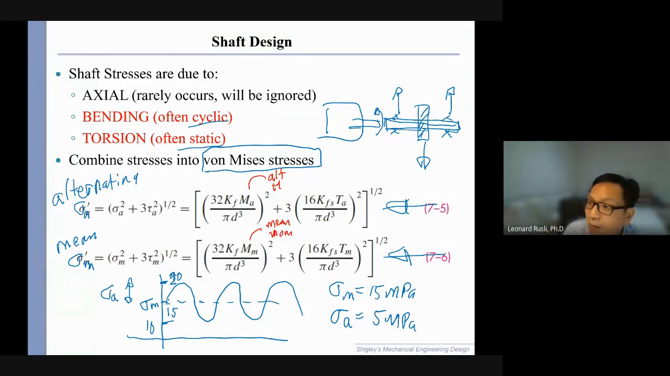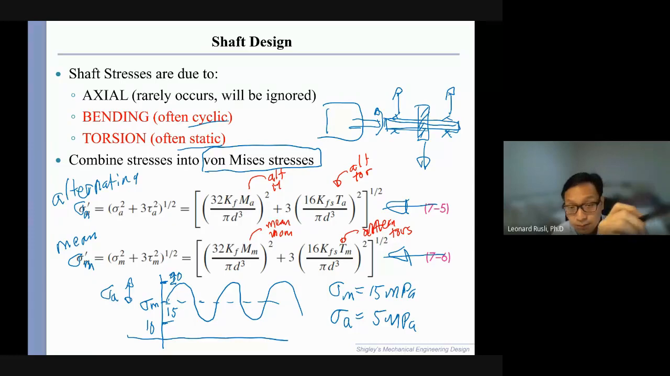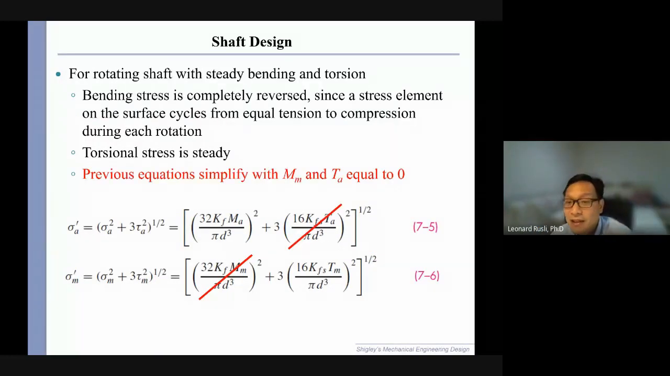So the picture is the same as this. Fluctuating, with a mean and an alternating part. TA is the alternating torsion. TM is the mean or static torsion. Now, we said before that in most cases, bending is cyclic and torsion is static, right? Therefore, the good news is that most of the time, moment is only alternating and torsion is usually static. Bending is often alternating.